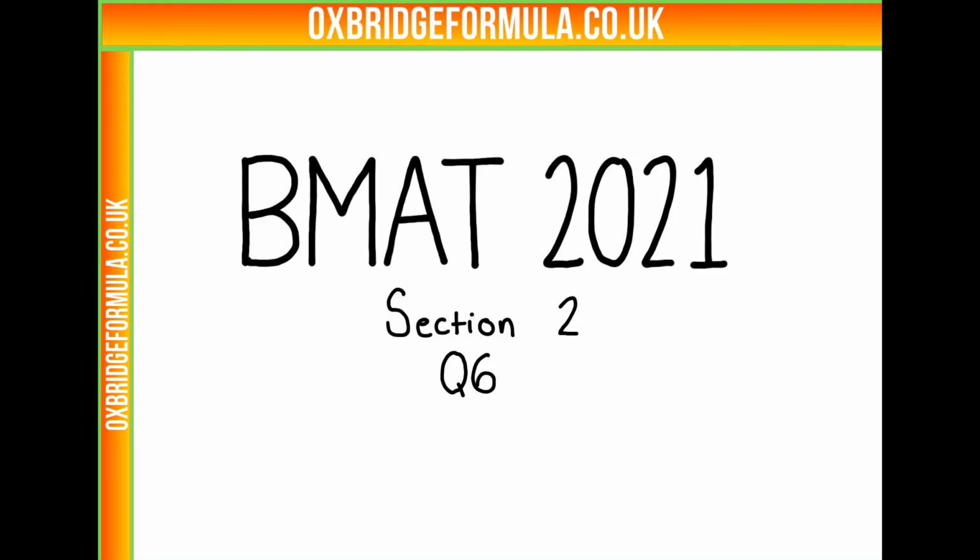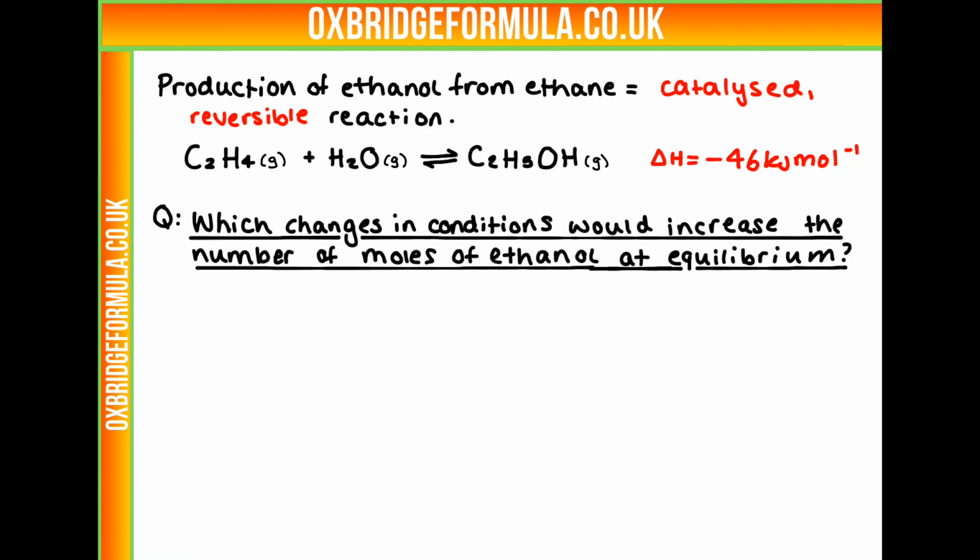This is BMAT 2021, Section 2, Question 6. So we're told that the production of ethanol from ethane is a catalyzed and reversible reaction, and we're given the equation of that reaction here. We're also told the enthalpy of the reaction is minus 46 kilojoules per mole, and our question is, which of the following changes in the conditions would increase the number of moles of ethanol at equilibrium?